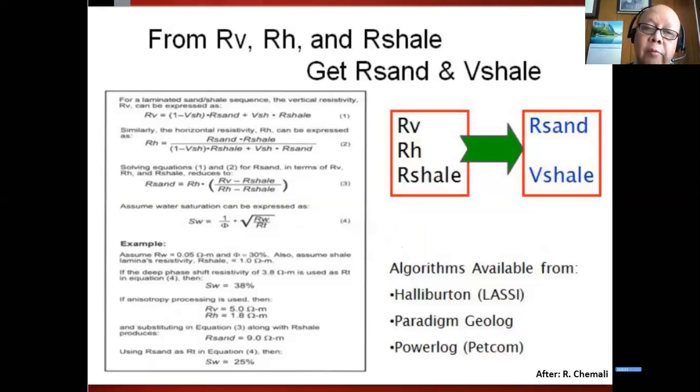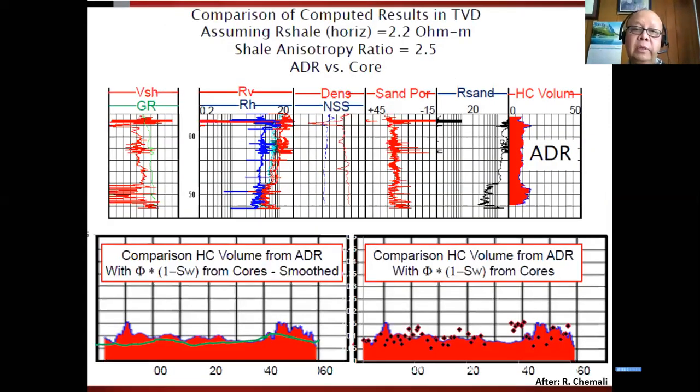Okay, so from these triaxial resistivity measurement tools, we can get RV, RH, and R shale, and then we can solve the equations. These are the equations here. We can solve the equations to compute RSEN and V shale. And then once we get the RSEN and V shale, we can use an appropriate saturation equation like Waxman-Smits, or if we use RSEN and the porosity of the sand, we can use even Archie's equation to compute a better water saturation. So here is a comparison of the computed results in TVD, assuming that our shale is 2.2 ohms and shale anisotropy ratio is 2.5.